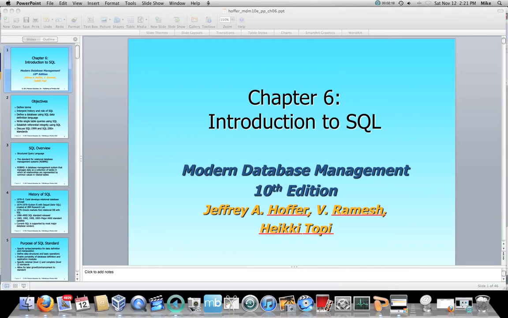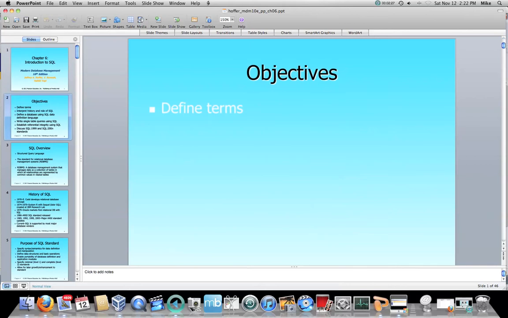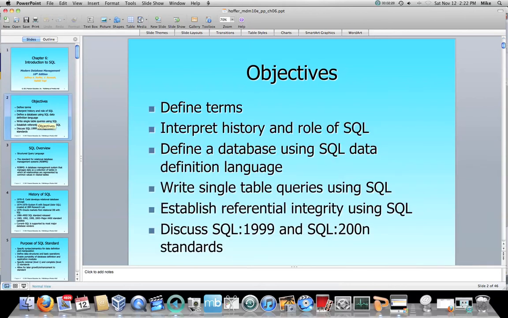In the objectives, we're going to define terms. We're going to talk about the history of SQL, the role SQL plays in the database management system.